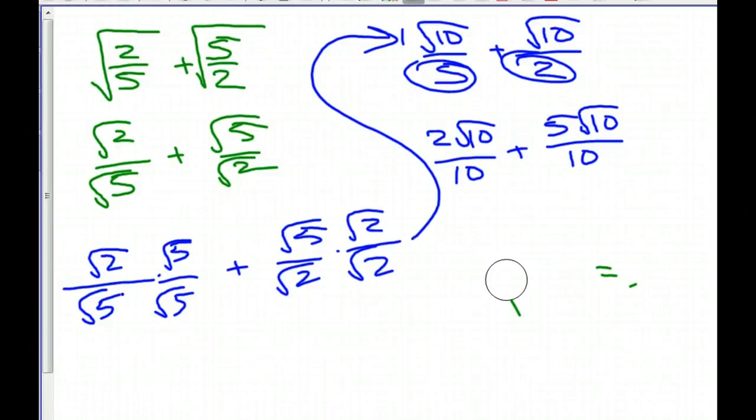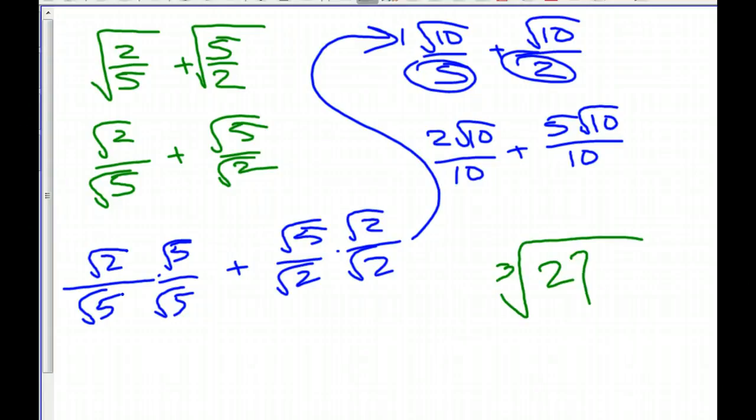So if it was a 3 and it was 27, if this was a 3 and that was a 27, what number multiplied by itself 3 times gives me 27? It needs to be 3. 3 times 3 is 9, times 3 is 27. And there's 4th, 5th, I mean you can have 187 in there. And your calculator will do those.